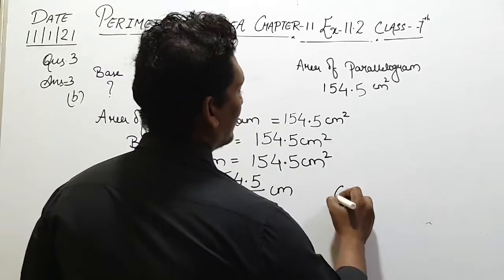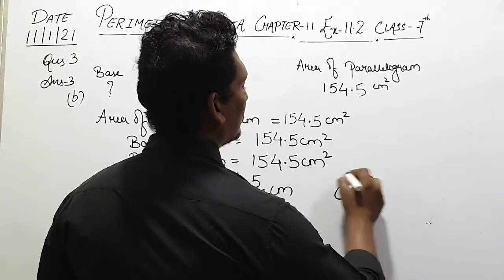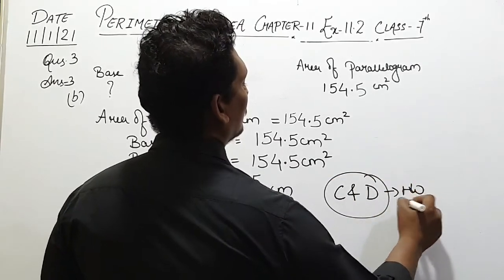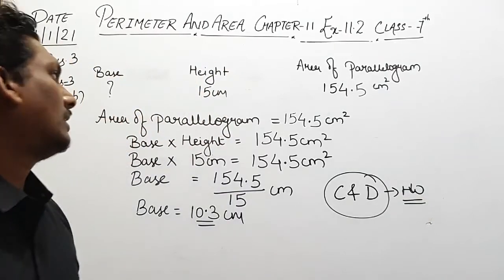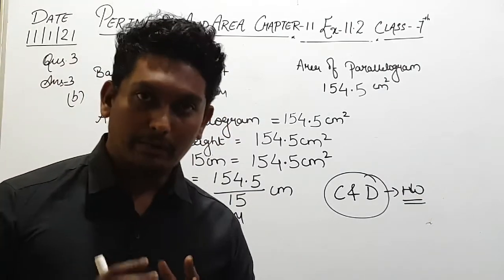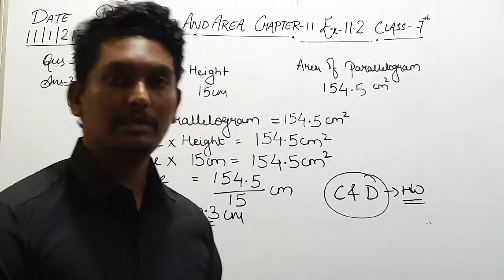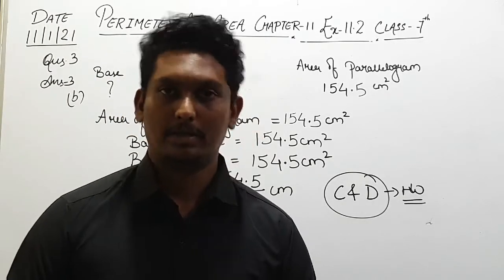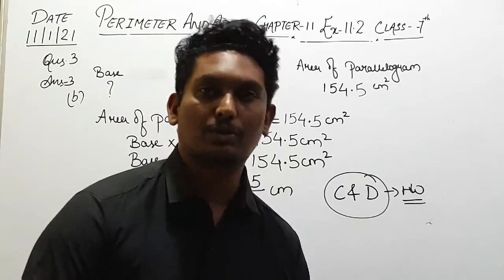So C and D is homework. You just have to do the division and find out. If base is asked, you have to find the base. If height is asked, you have to find the height. That's it. Hope it is clear to you. Just go through it.